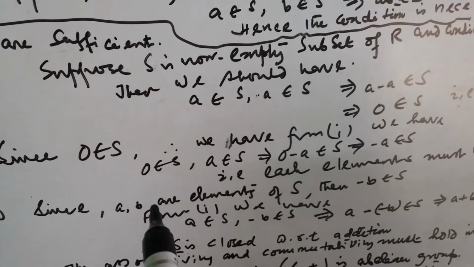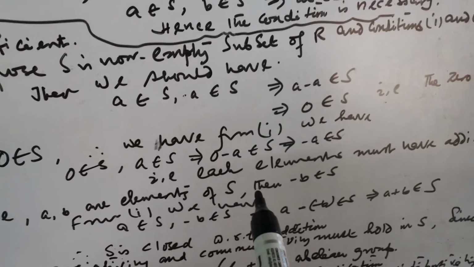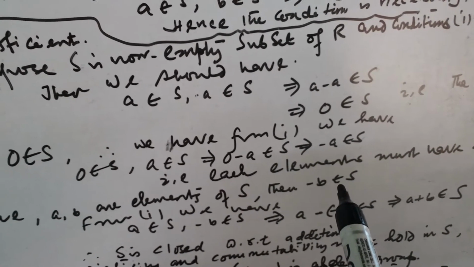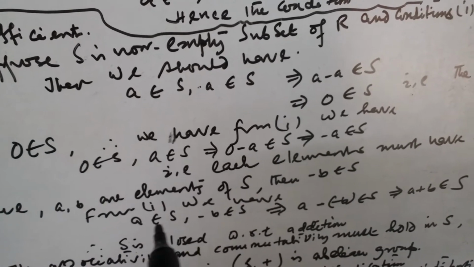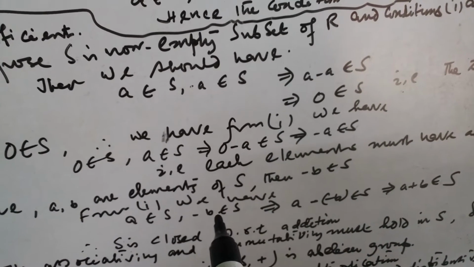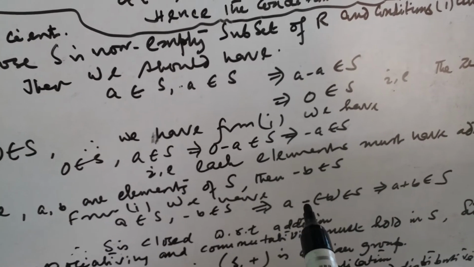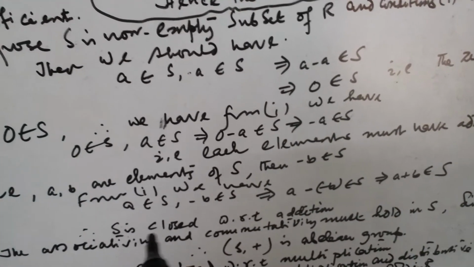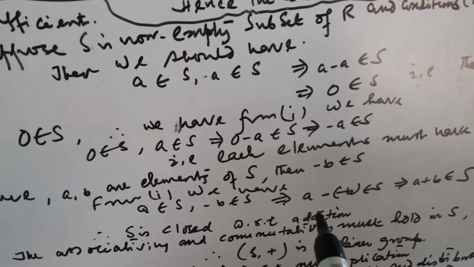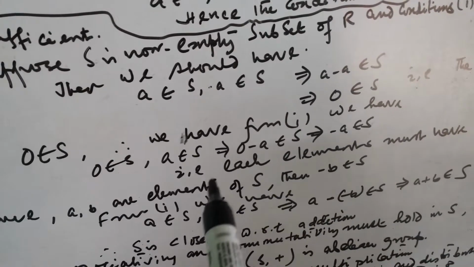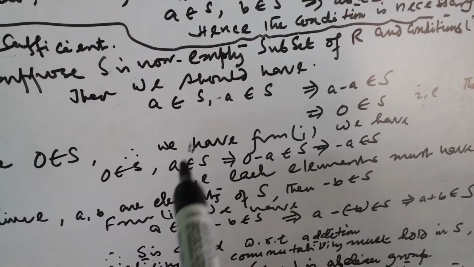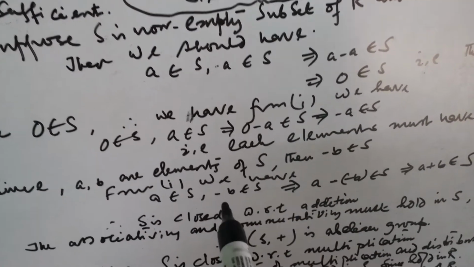Now since A, B are elements of S, then minus B belongs to S. So A belongs to S, minus B belongs to S. So A minus (minus B), so A plus B belongs to S. So S is closed with addition. This is the condition of a subring, that is the 0 element and inverse element and addition.